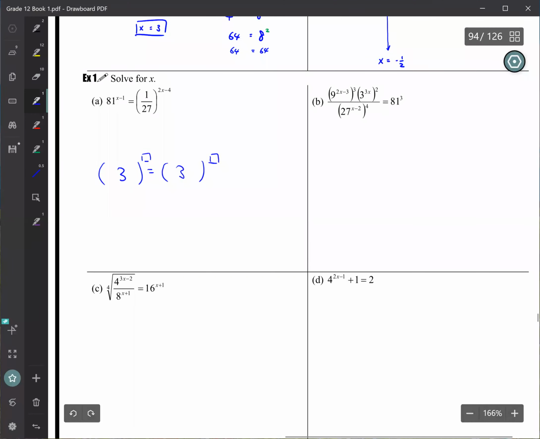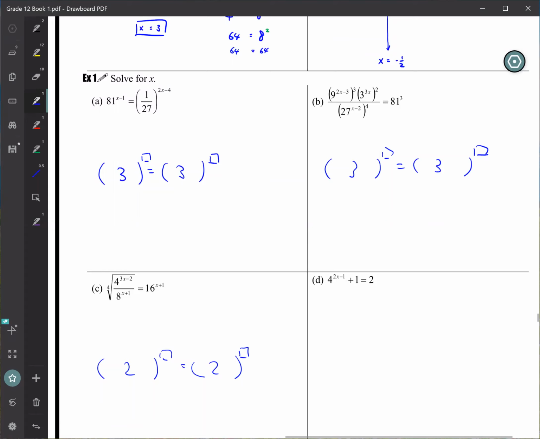And then what about B? Tiana? 3. Also 3, right? So right now, pretty obvious. Okay, and Eric, what about C? 2. 2, yeah. 2 to the something. And Cindy, what about D? 2. 2, okay. Feels like it, right?